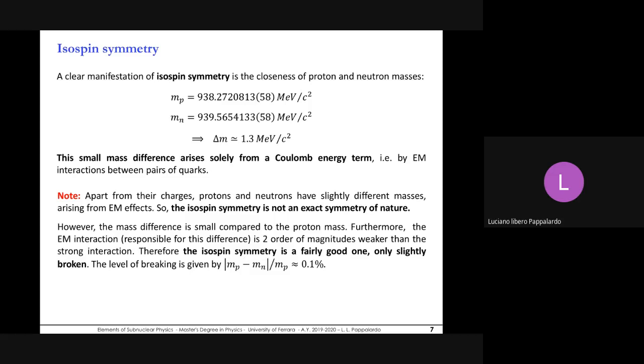And furthermore, the electromagnetic interaction, which is responsible for this difference, is, as you know, only 2 orders of magnitude weaker than the strong interaction. Therefore, the isospin symmetry is a fairly good one. So it is not exact, but still it is a fairly good one. It is only slightly broken. And the level of breaking you can compute by the difference of the proton neutron mass divided by the proton mass. That is of order 1 per mil. Okay. So we can say, roughly speaking, that the isospin symmetry is a very good one, and it is only violated at the level of the per mil.